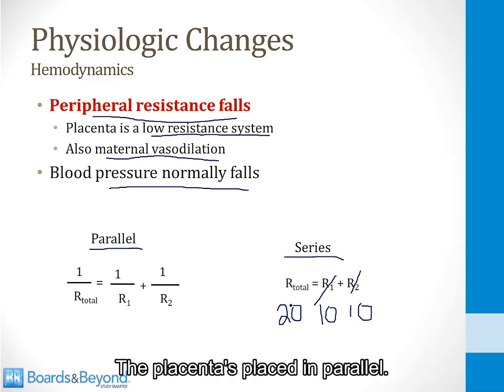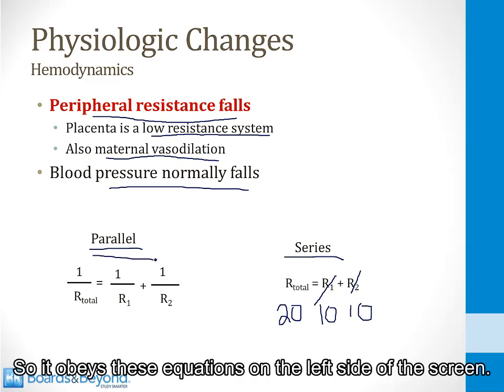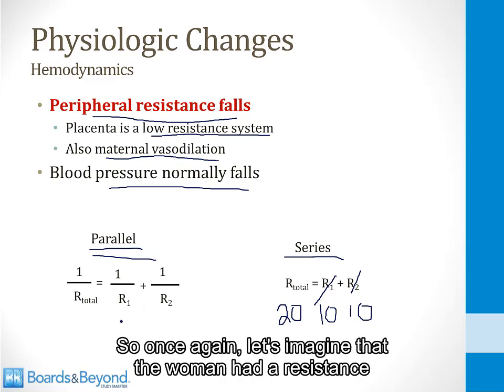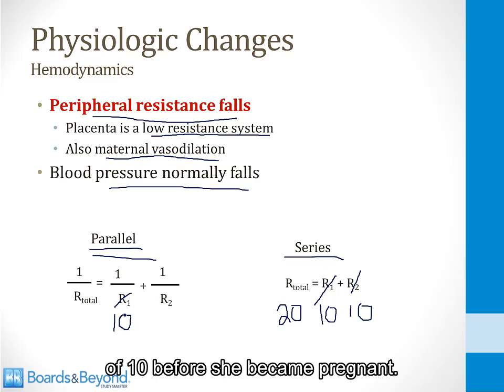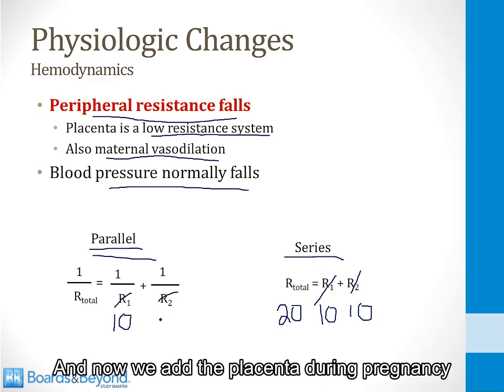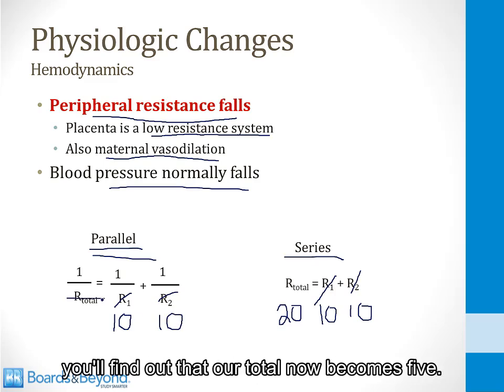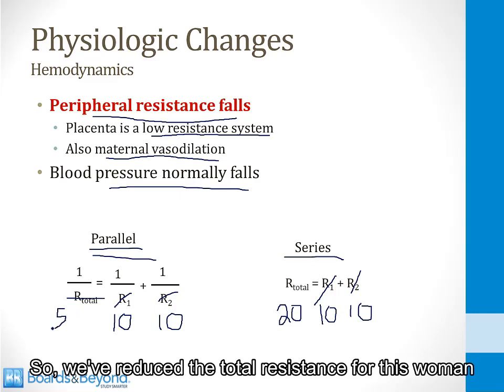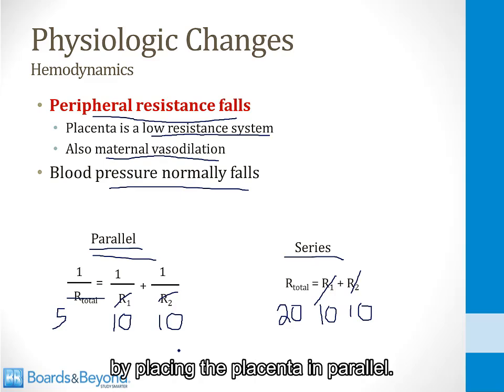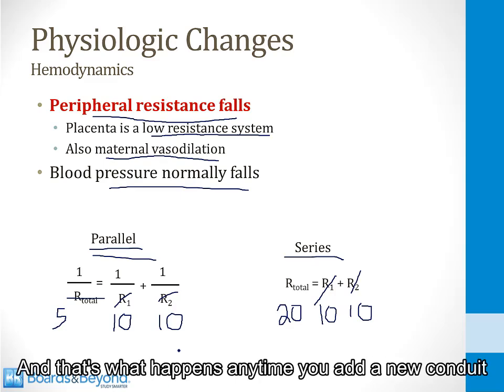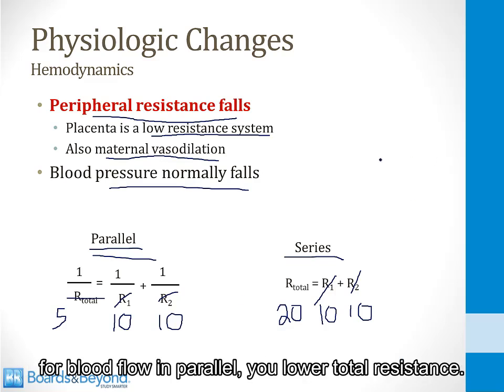The placenta is placed in parallel, so it obeys these equations on the left side of the screen. So once again, let's imagine that the woman had a resistance of 10 before she became pregnant, and now we add the placenta during pregnancy with a resistance of 10. Well, if you do the math here, you'll find out that our total now becomes 5. So we've reduced the total resistance for this woman by placing the placenta in parallel. And that's what happens anytime you add a new conduit for blood flow in parallel, you lower total resistance.